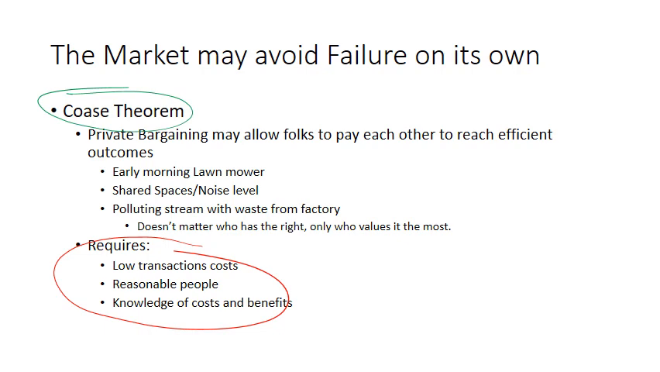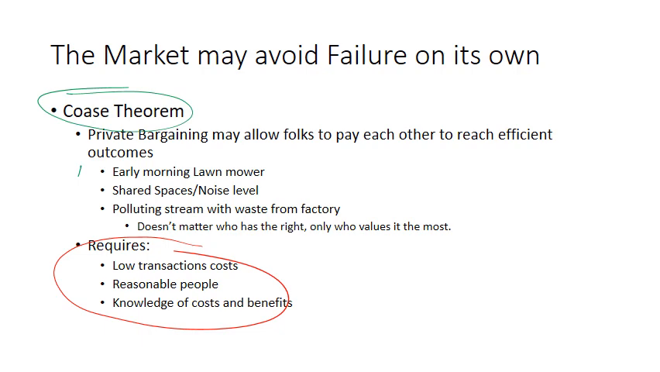So we can walk through a couple of quick examples here. In example 1, you've got a situation where your neighbor might be mowing the lawn very early every Saturday morning. You might prefer that they not do that. Even if they have the right to do it, that doesn't mean it's efficient.